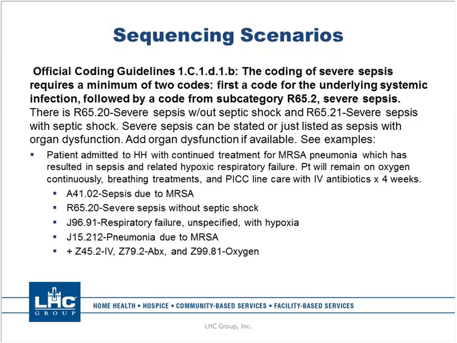So even though we've already identified MRSA in our sepsis code, we still have a combo code of pneumonia from MRSA. So we're still going to use it. We're not just going to change to unspecified pneumonia because that's inappropriate. And then we can add, of course, our IV code, our antibiotic code, and our oxygen code.